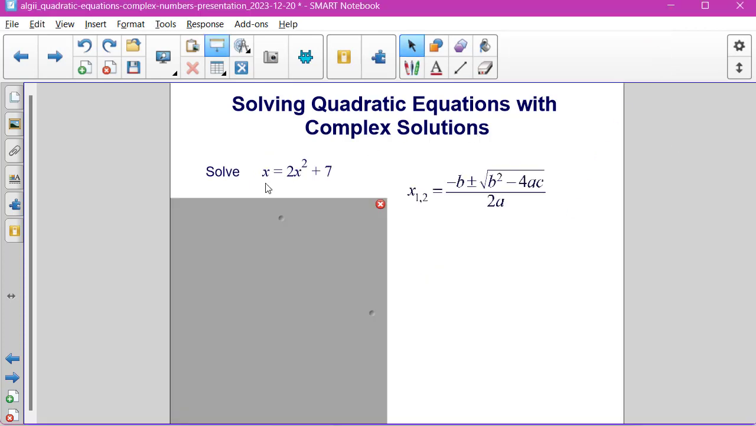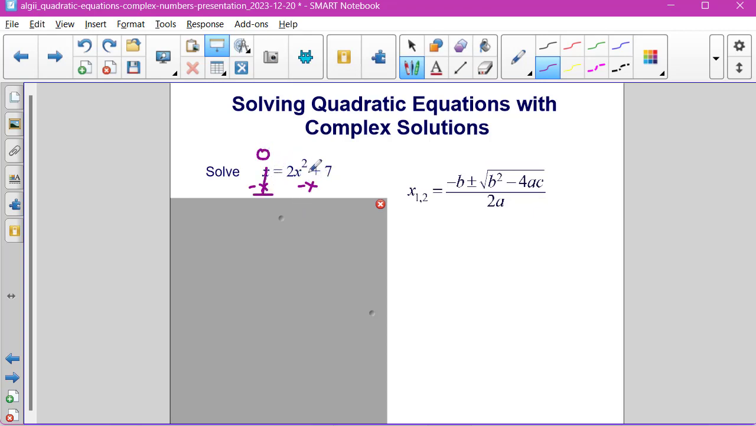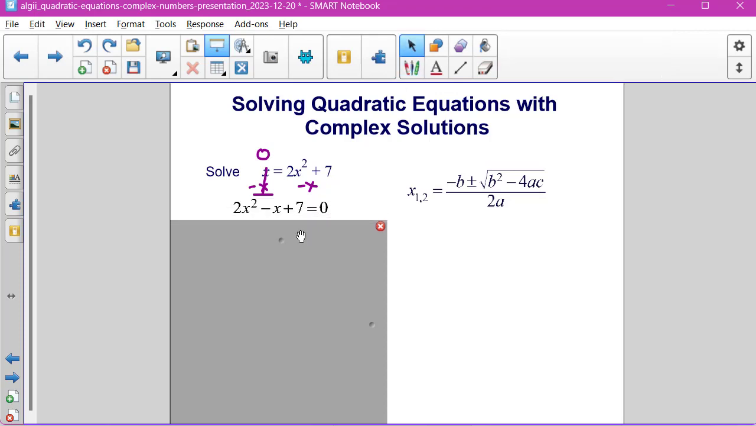Here's another example. We're going to solve the quadratic equation x is equal to 2x squared plus 7. The first thing that we have to do is move some of the terms around because this is not equal to 0 yet. The easiest way to do that would be to subtract x from both sides. So then we'll be left with 0 on one side of the equation and then 2x squared minus x plus 7 on the other side.